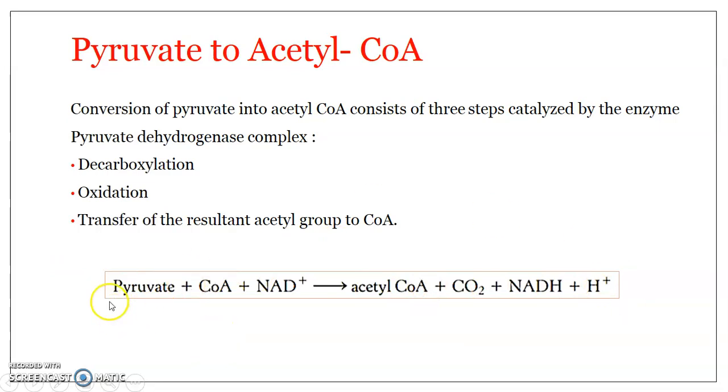That is, pyruvate gets converted to acetyl coenzyme A, right? And for that, along with pyruvate, coenzyme A is required, and NAD is utilized as an oxidizing agent. Okay, then the coenzyme A and pyruvate will react to produce acetyl coenzyme A and carbon dioxide, and NAD will get reduced to produce NADH and H plus.